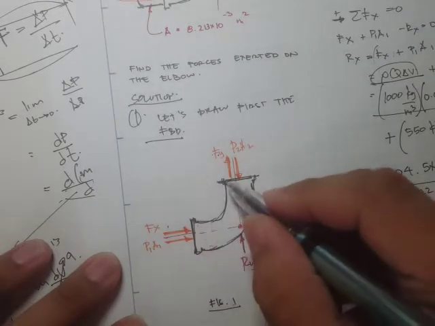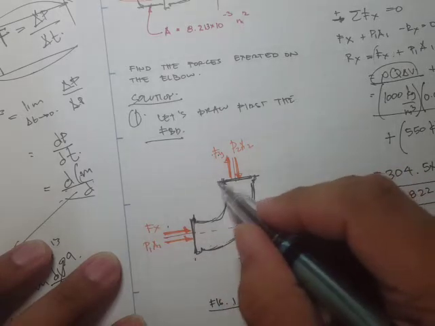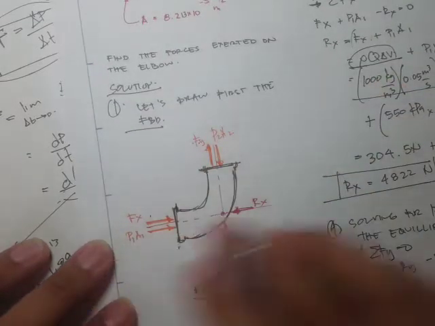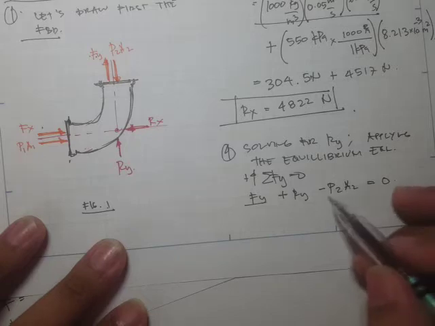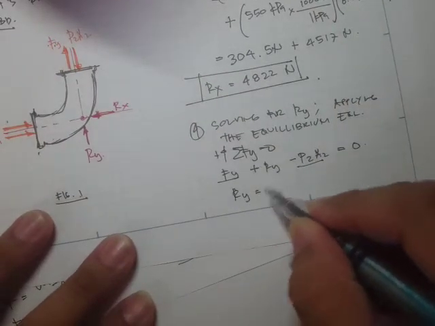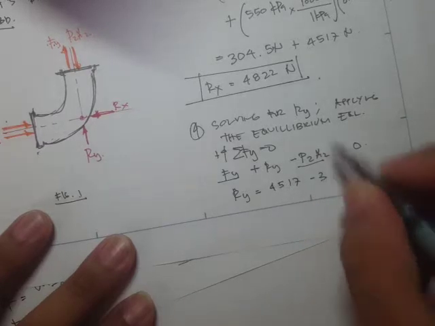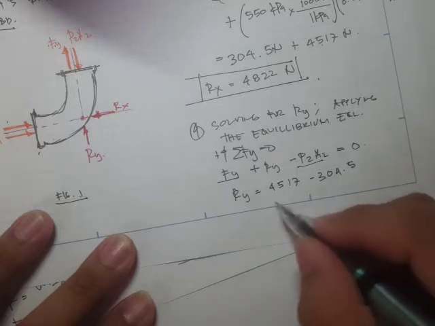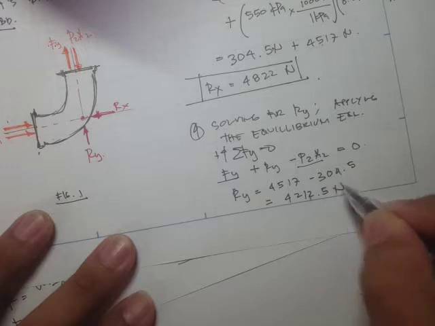We have this Fy. Since we have the same area, the inlet area and the outlet area are just the same, we have the same velocity, and therefore the same value, except that this one would be negative. So therefore R sub y is equal to 4,517 minus 304.5, and that's equal to 4,212.5 newtons.